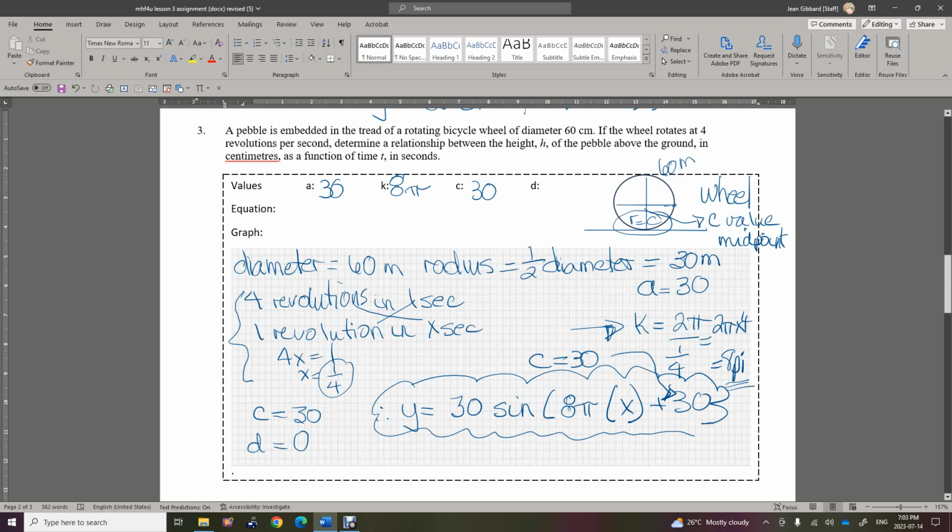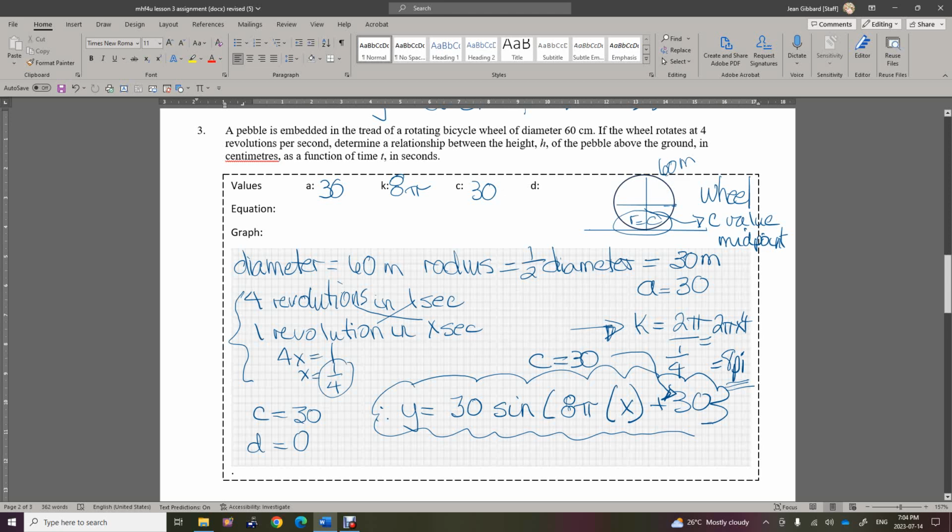Now, we are told in the question the wheel rotates 4 revolutions per second. So we have the value, 4 revolutions in 1 second. But the K value is for 1 revolution. So 1 revolution will be in x, which we don't know. When you look here, you see a nice little equation: 4x equals 1, so x will be 1/4.